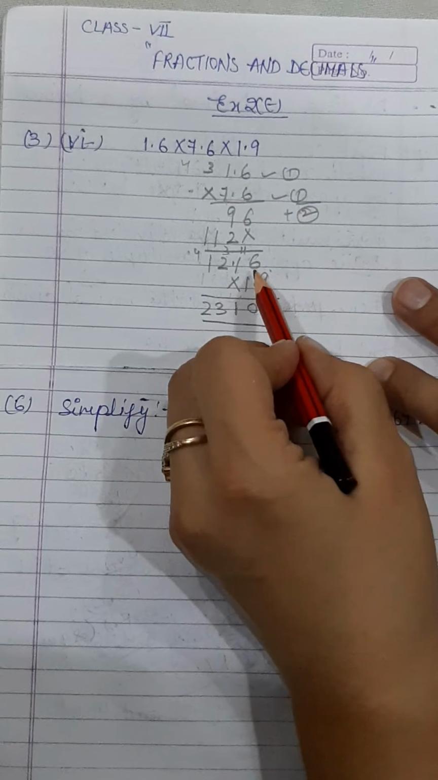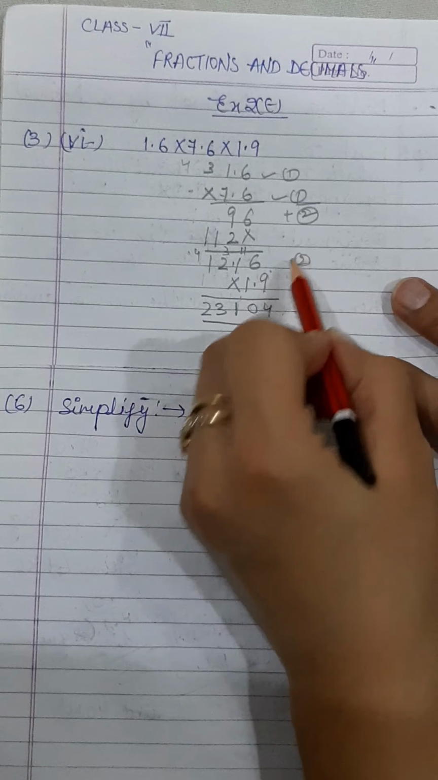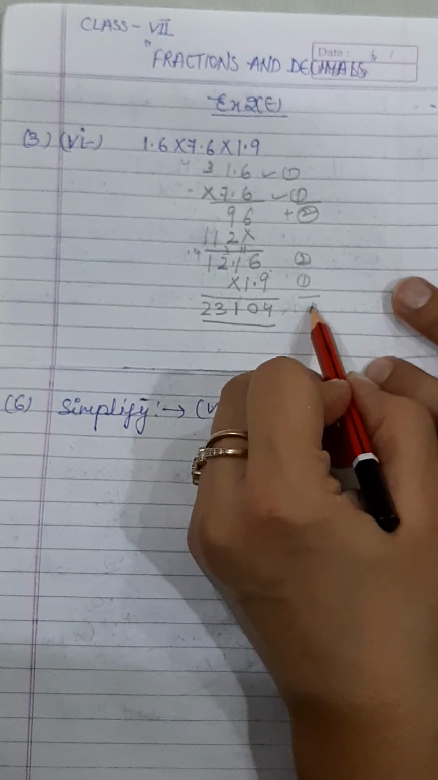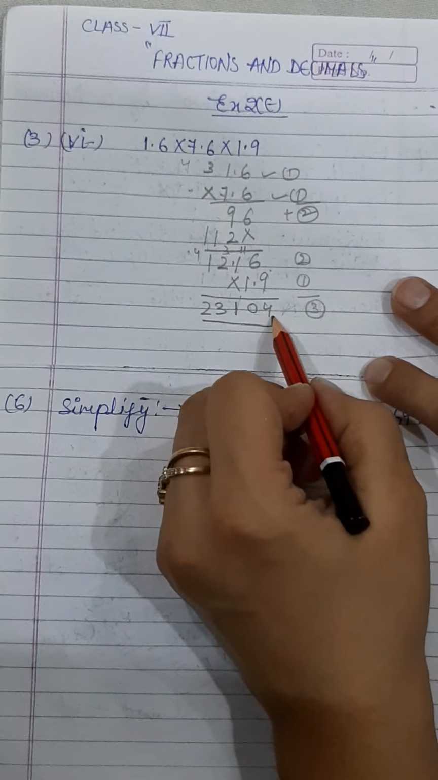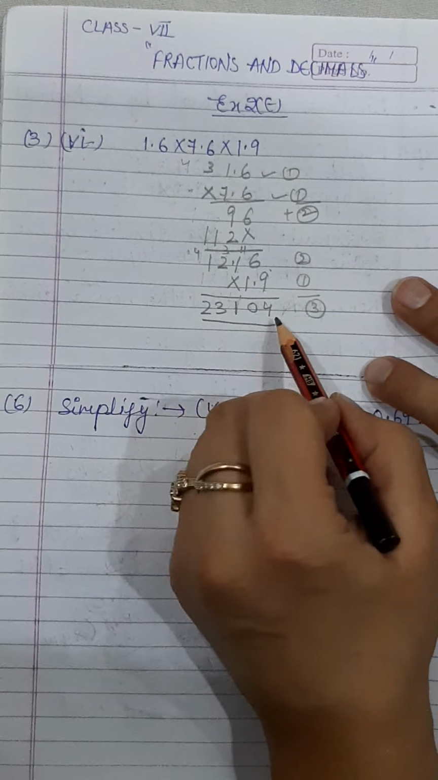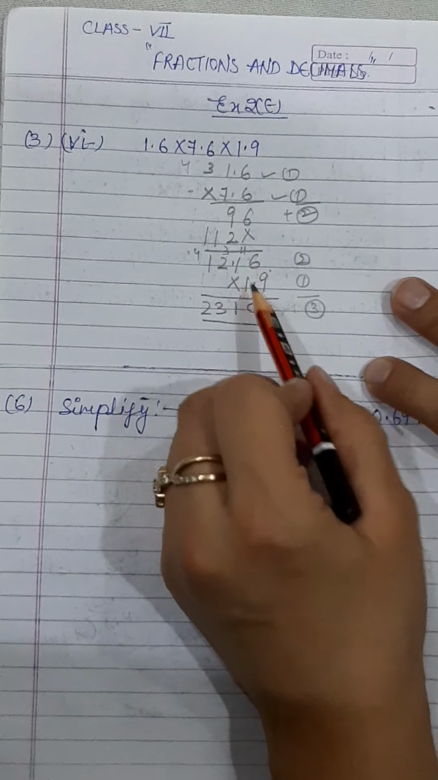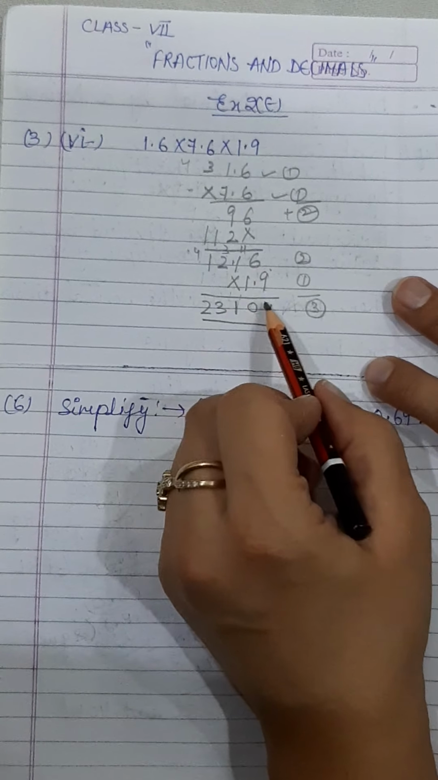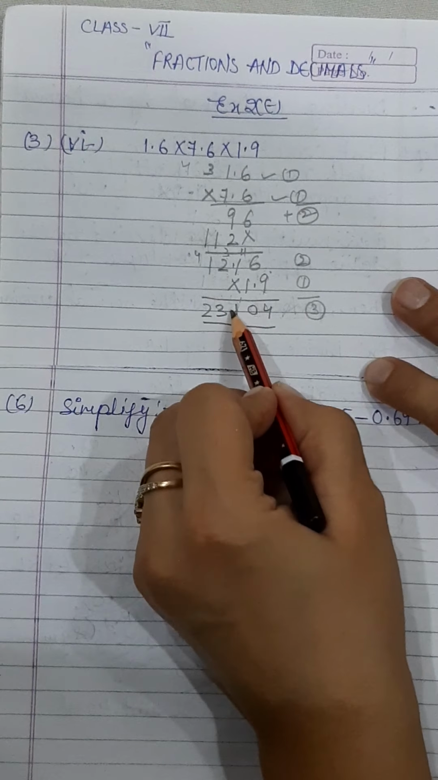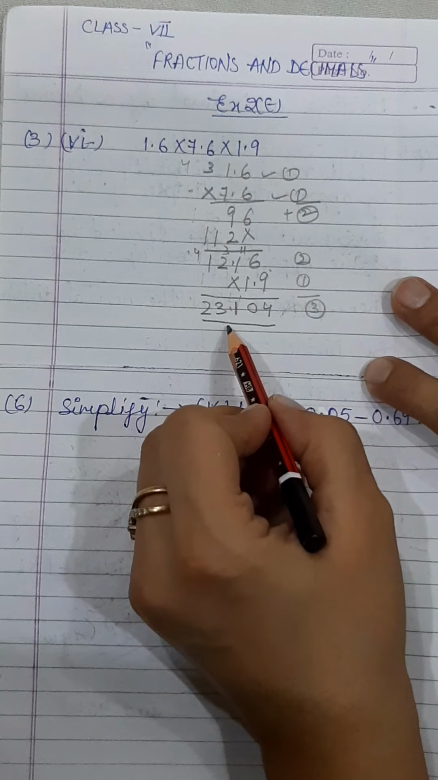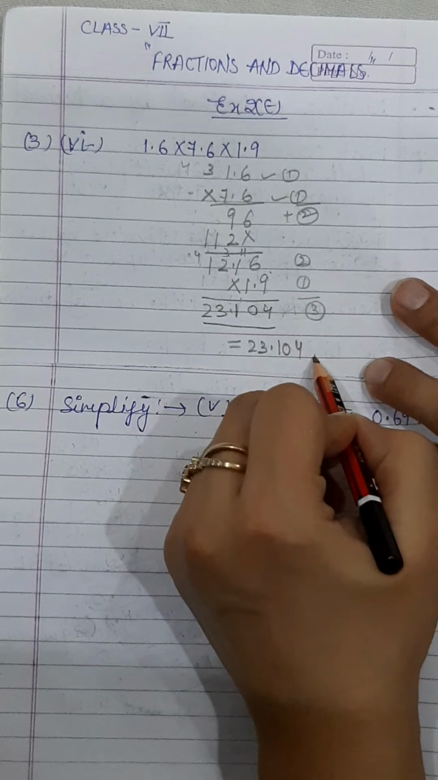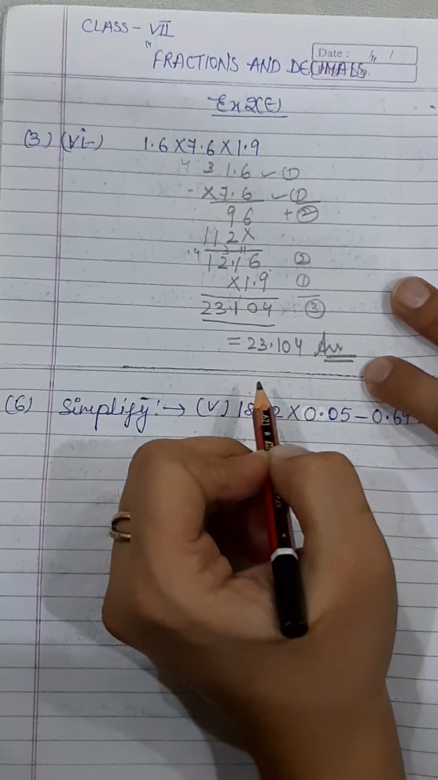Clear? Now count decimal places. Here 2 places of decimal and here 1 place of decimal. So total number of decimal places are 3. So from the right hand side you have to count 3 places from right to left. So 1 2 3, here you have to apply decimal. So what will come? 23.104 will be the answer. Clear?